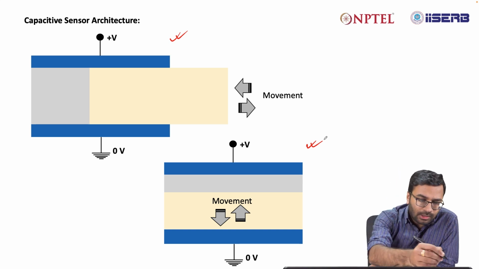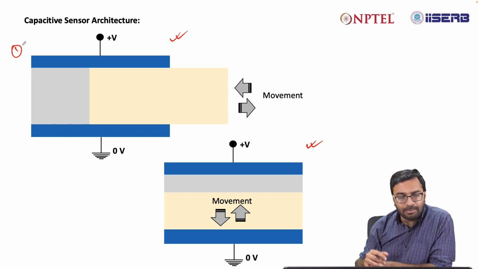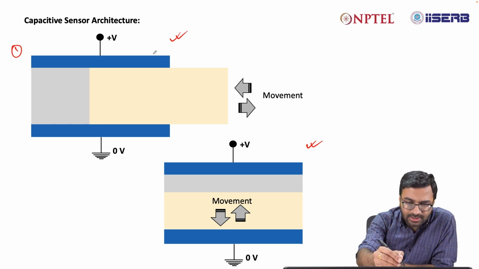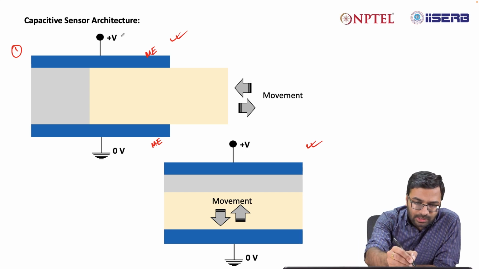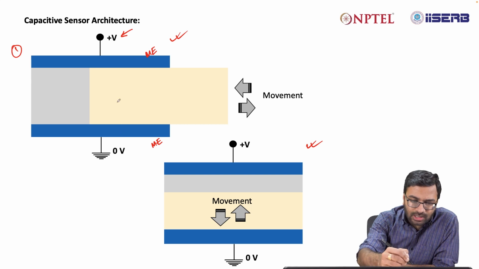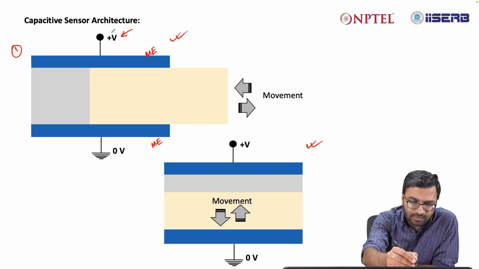So the first one shown over here is again a parallel plate capacitor, where you have, say, a metal electrode at the top and bottom. Then you have connected these two metal electrodes to a voltage source. To represent this, we have connected the top electrode to plus V volt, and the bottom electrode is grounded.